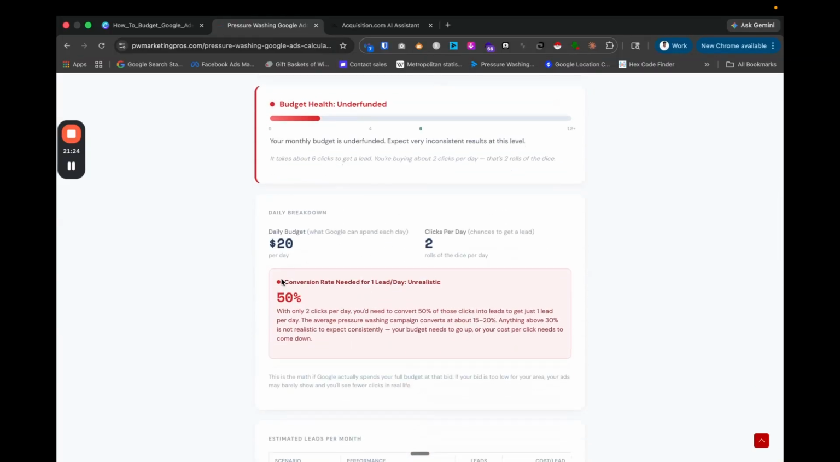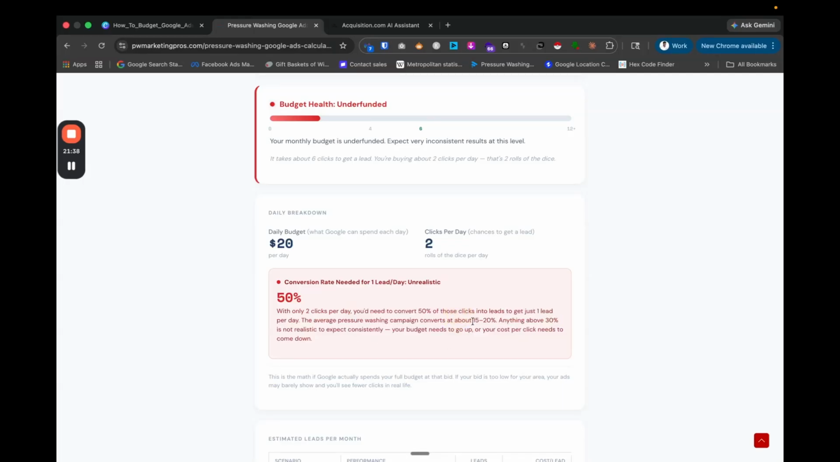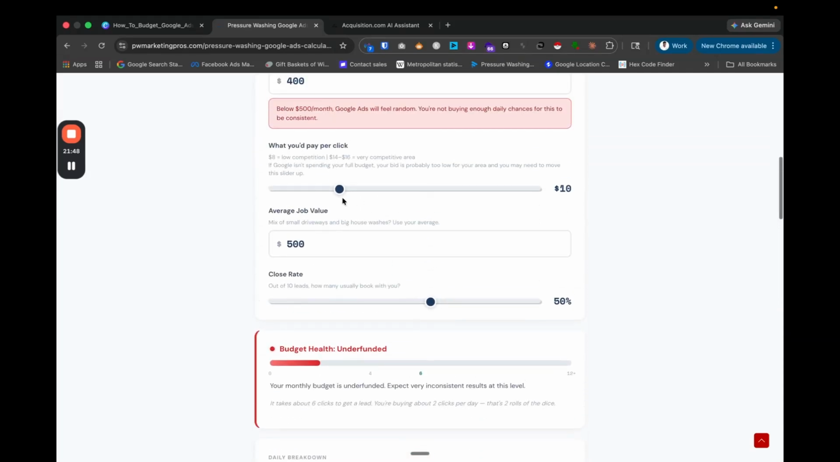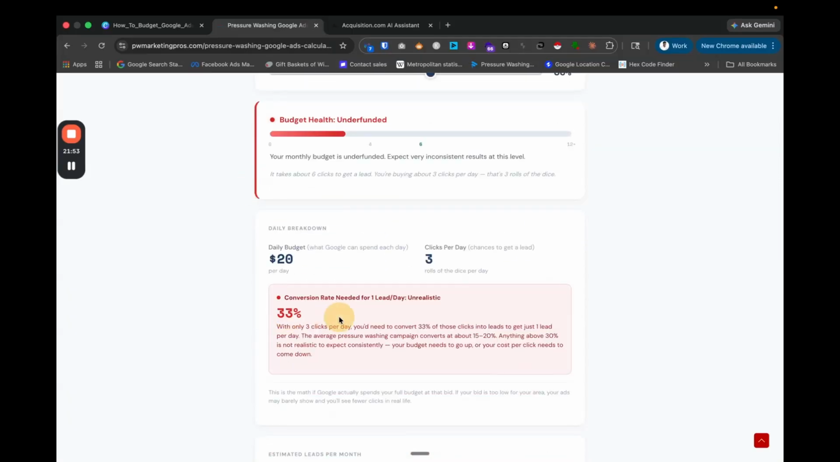And it's going to tell you that the conversion rate needed for at least one lead a day is going to be 50%. With only 2 clicks per day, you need to convert 50% of those clicks into leads to just get 1 lead per day. And the average pressure washing campaign converts at 15 to 20%. And anything above 30% is just not realistic to expect consistently. So either your budget needs to go up or your cost per click needs to come down. And even in this scenario, if I were to make the cost per click go down, I'm still underfunded because I still need 33%, 1 out of 3.